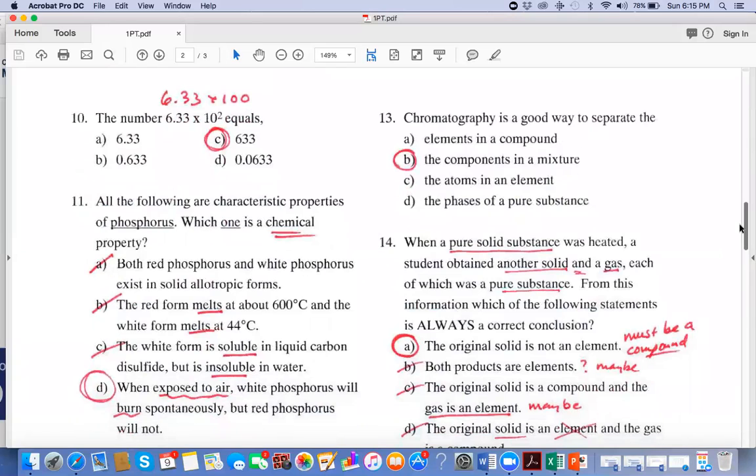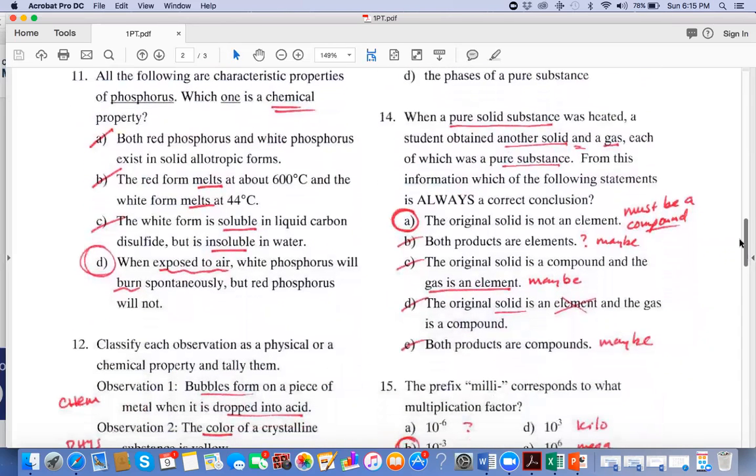We take a look at number 10. The number 6.33 times 10 squared is equal to 633. It's the same thing as 6.33 times 100. All the following are characteristic properties of phosphorus. So if we wonder which one is a chemical property, it's that when exposed to air, white phosphorus will burn spontaneously, but red phosphorus will not.